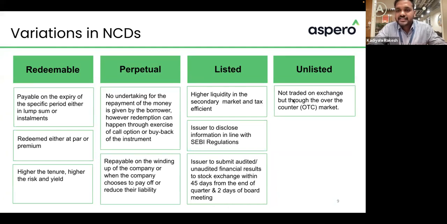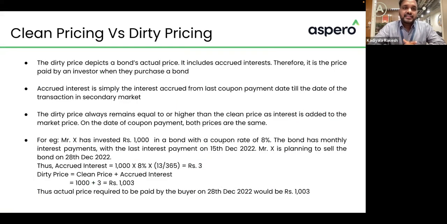And coming to the unlisted ones, these are not traded on the exchange, but through the over-the-counter OTC market, where you can buy the unlisted NCDs. And the other topic is clean pricing versus dirty pricing. These are the two terms you need to look into before investing in bonds.